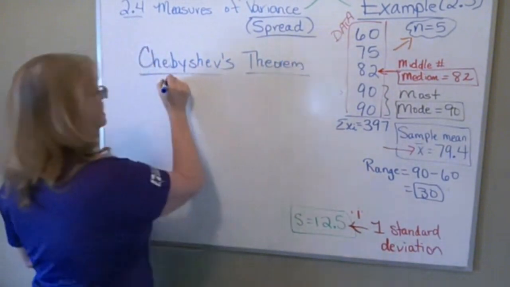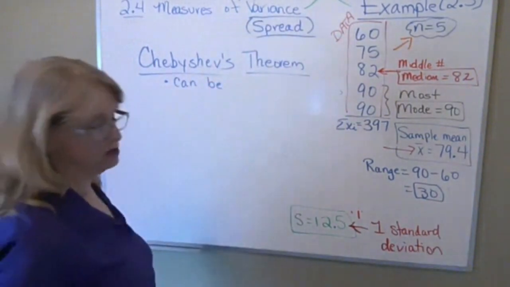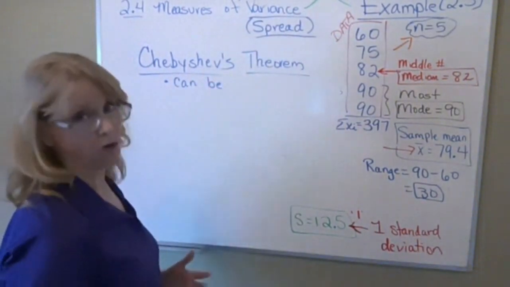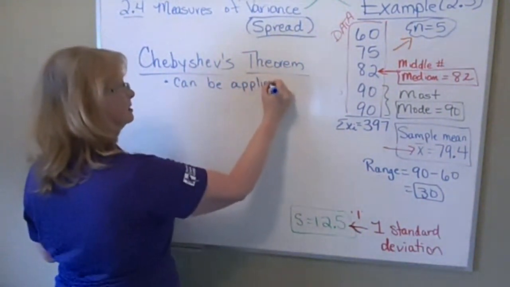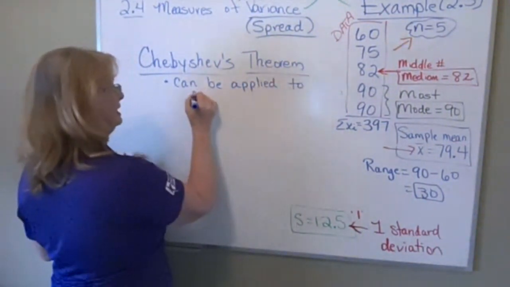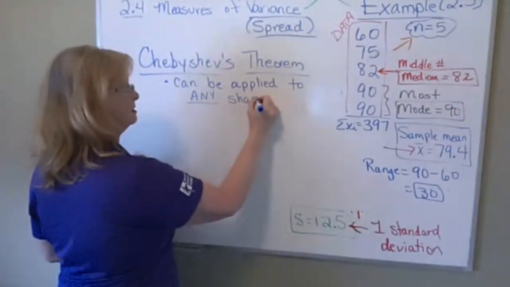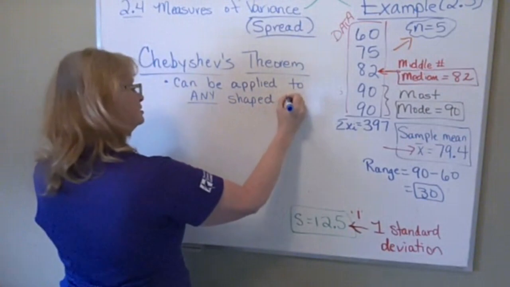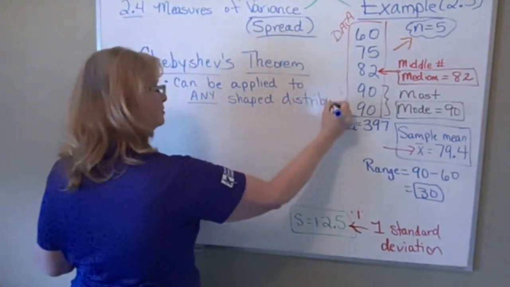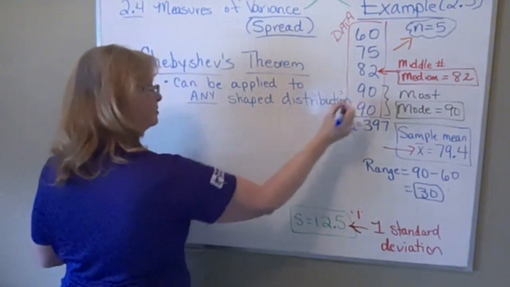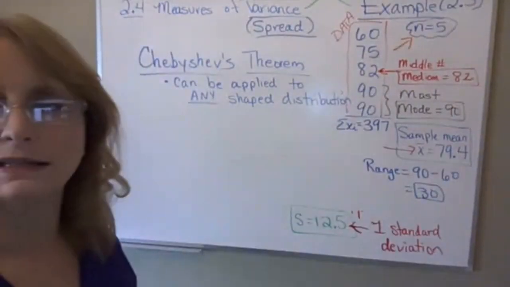Chebyshev's theorem can be applied to bell-shaped too, it just won't be as specific, it won't give you as much information. It can be applied to any shaped data distribution. So I'm going to share the empirical rule and what it says.